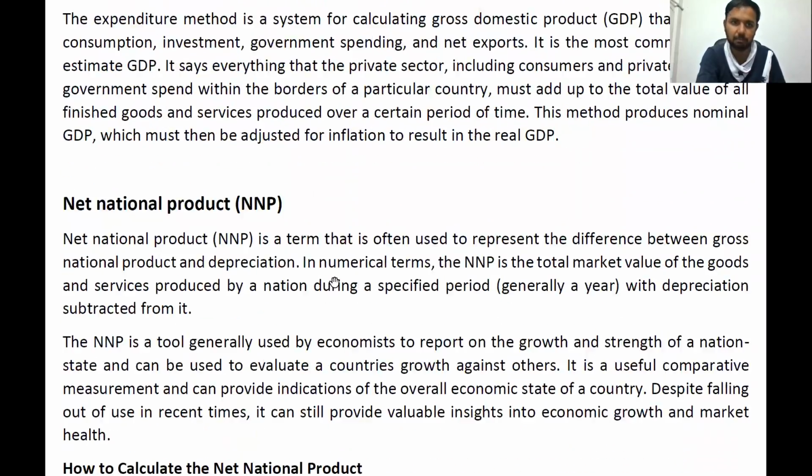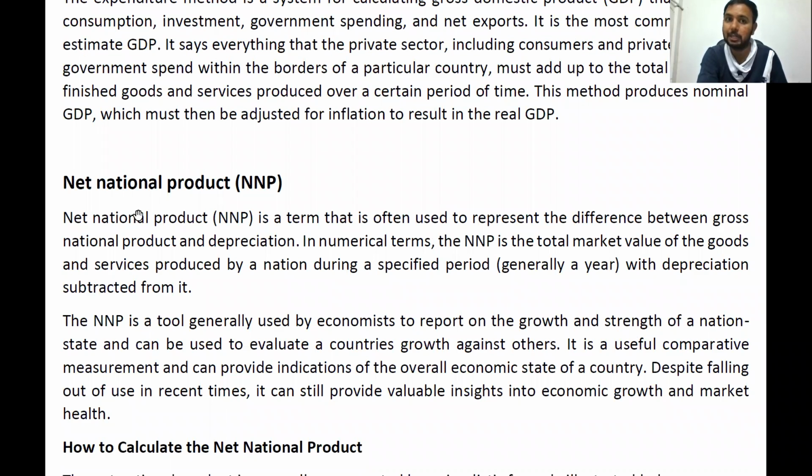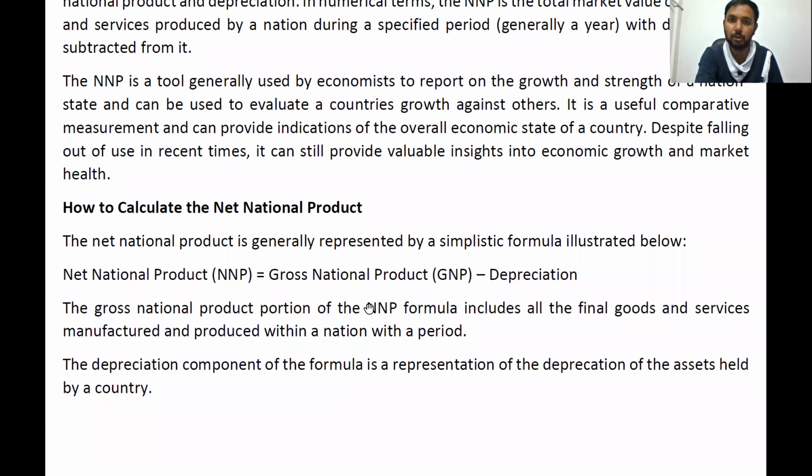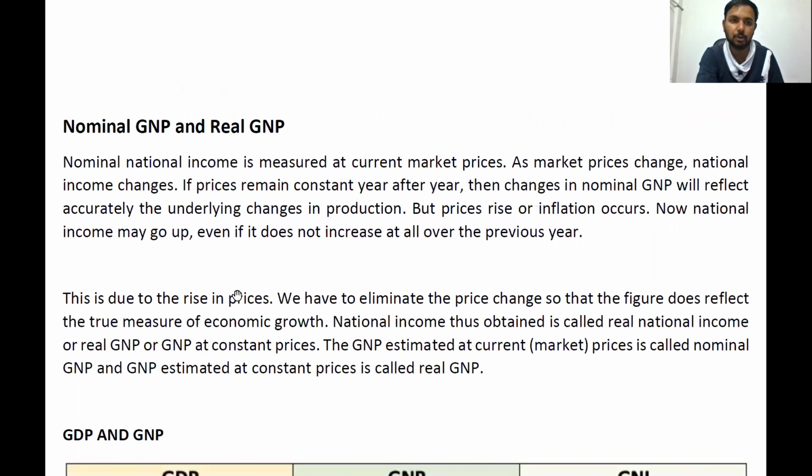Then at last we were discussing net national product, that is, what net national product is and how we can calculate it. By deducting the depreciation from gross national product, we will get net national product.